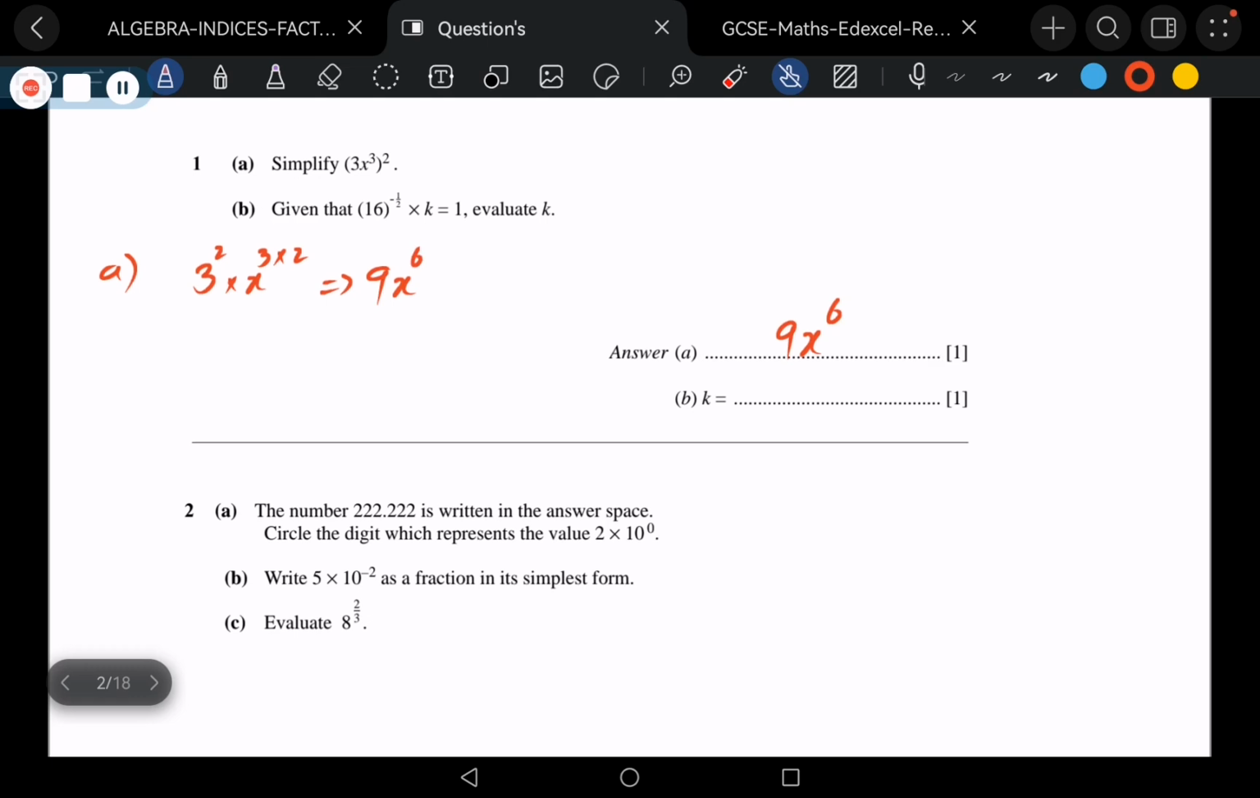Okay. Next one, we are provided with the number 16 power minus 1 over 2 times k, and we need to find out the value for k. Okay.